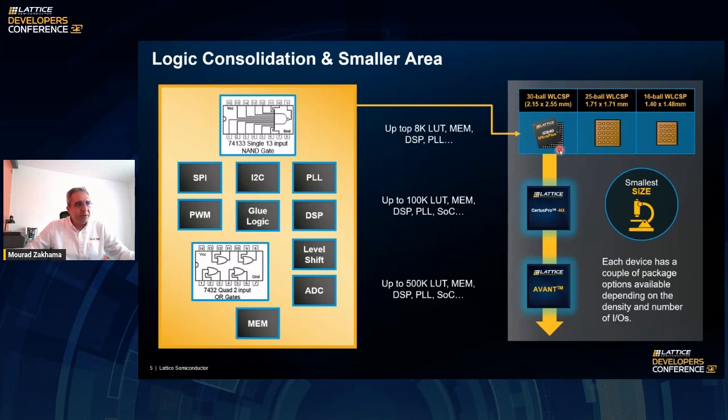You could be using wafer level chip scale package or the QFN package or other packages. So for each family, there are multiple packages that are used. But the iCE40 is the smallest, and you can grow up from there to the Certus-Pro NX, which is up to 100,000 lookup tables and integrates much more primitives or much more components into the device.